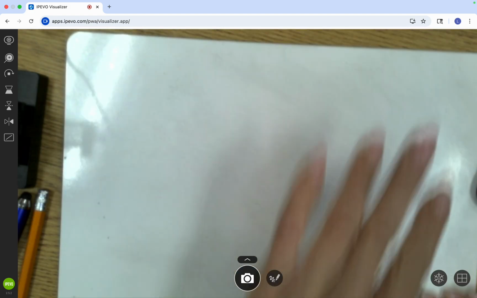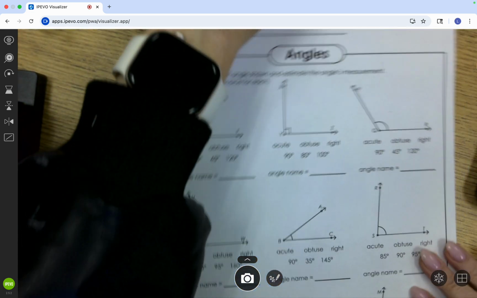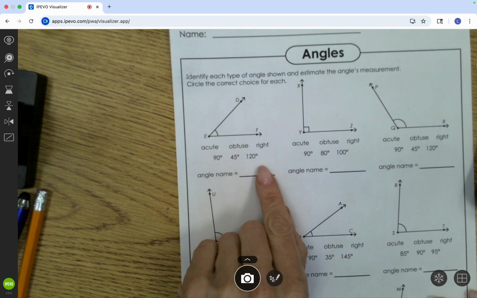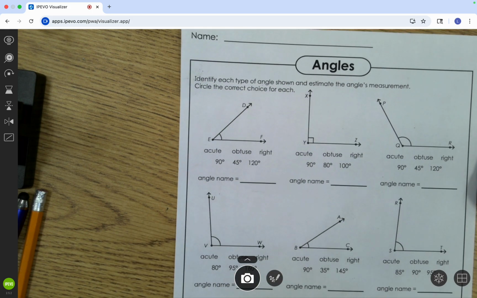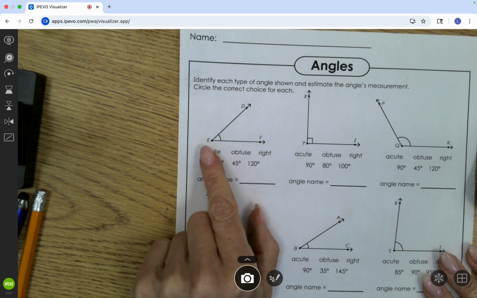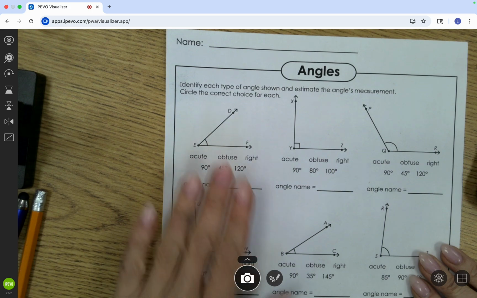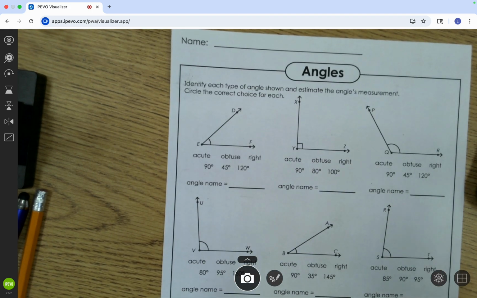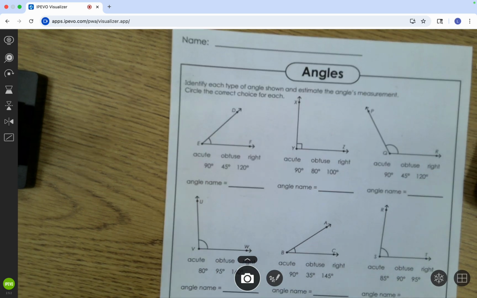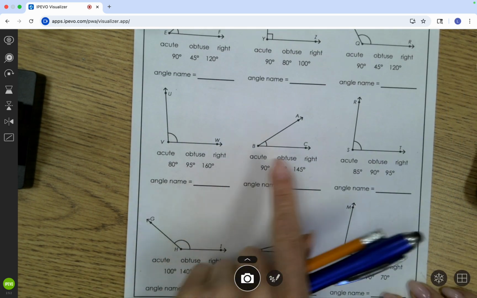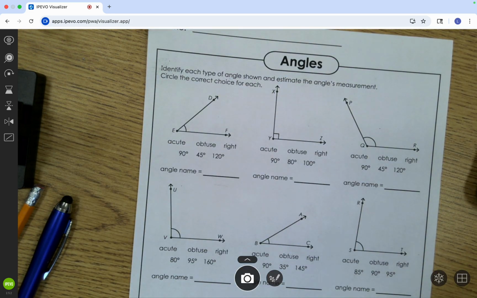So for your homework, you're going to have a worksheet, okay, where you're going to label the angle name as either acute, obtuse, or right. Then you're going to circle the measurement, okay? And this is just an estimate because we're not using protractors yet. We're just getting used to measurements and about what they look like. So I'm going to do this row with you, and then for homework, you're going to do 6. All right.